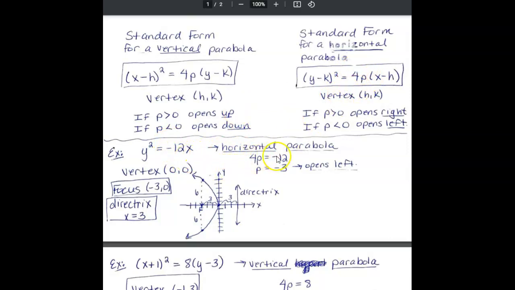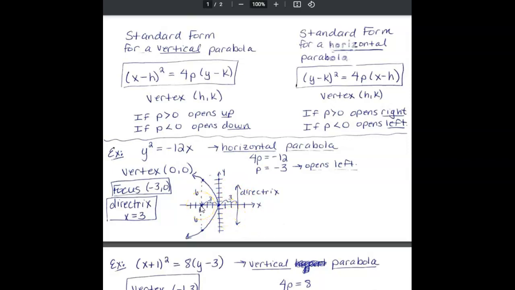So we set 4p equal to negative 12, divide both sides by 4, and get p equal to negative 3. If it is horizontal and p is negative, less than 0, that means it's going to open left. So I move left to get to the focus. From my vertex at (0, 0), left 3, right here, I'll label that with an F. That's the focus, and I'll write down the ordered pair from the graph: (negative 3, 0). My directrix goes the other direction, 3 to the right. So this is a vertical line at x equals 3.